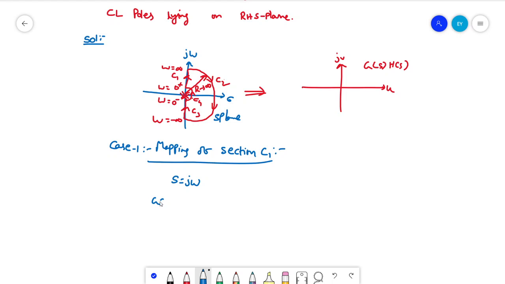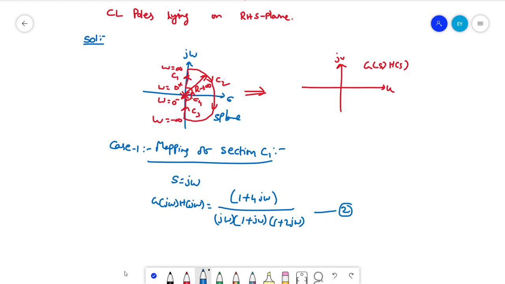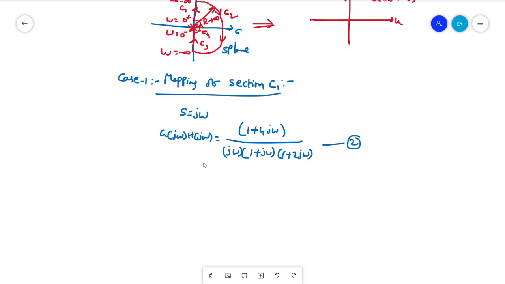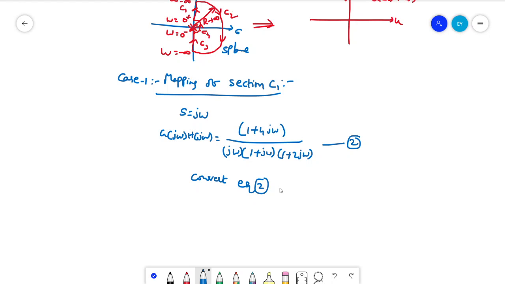Substituting s equal to j omega, G(j omega) H(j omega) will be (1 plus 4 j omega) divided by (j omega) squared into (1 plus j omega) into (1 plus 2 j omega). Let us consider this as equation 2, and from equation 2 we need to convert this form of the transfer function into polar form.